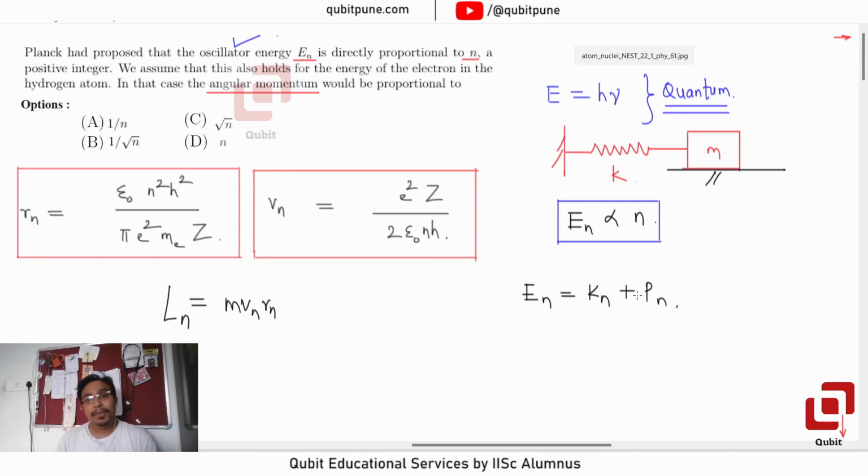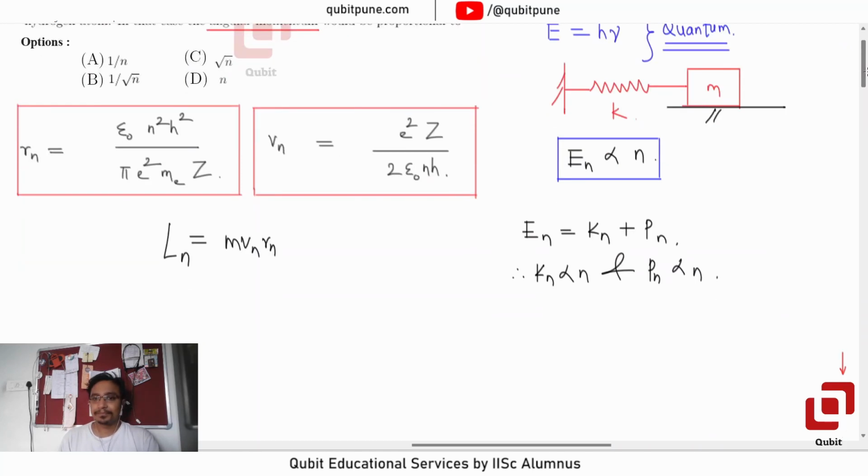Got it? Now come back to the fact that if En is proportional to n, we have to say that Kn is also proportional to n and Pn is also proportional to n. Raise your hands if you have understood this. Kn proportional to n and Pn is also proportional to n.